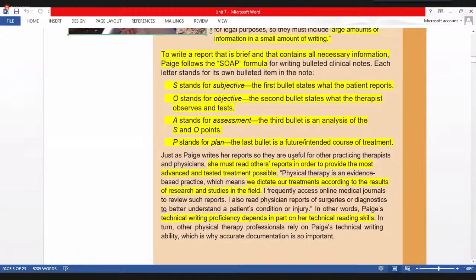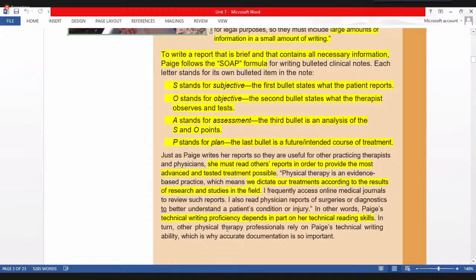So here, she must read others' reports in order to provide the most advanced and trusted treatment possible. We dictate our treatments according to the results of research and studies in the field. So those doctors give the treatments according to the results of the research and studies. That is, the doctor reads the other reports, and then on the basis of that gives the treatment.